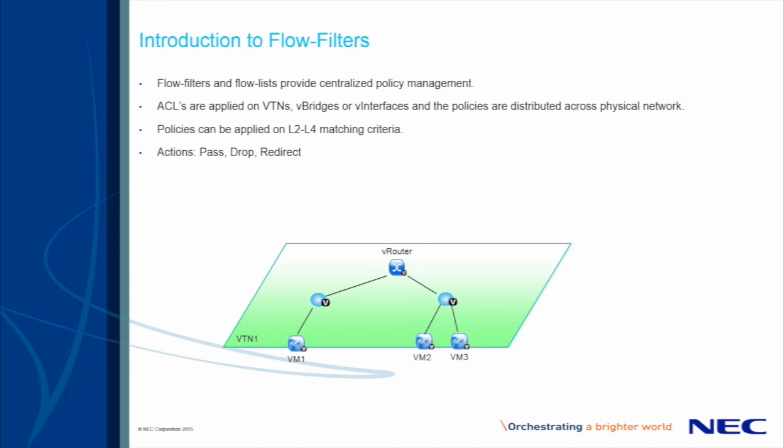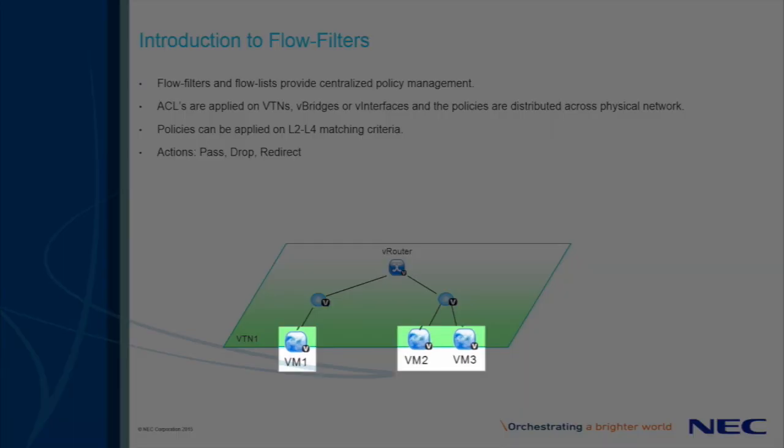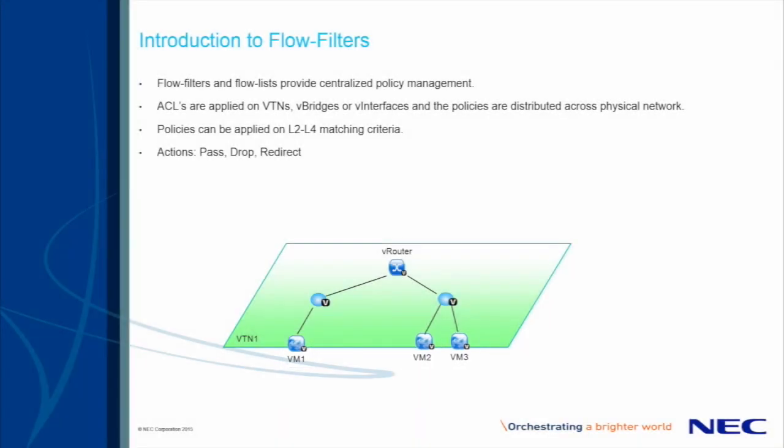Suppose within the virtual network we want to prevent VM1 from sending packets to VM2 and VM3. To enforce this policy, we shall use flow filters and flow lists, which are mechanisms to centrally enforce policy from the NEC Programmable Flow Controller. Flow lists are similar to ACLs and allow operators and engineers to create matching conditions based on L2 through L4 header information.